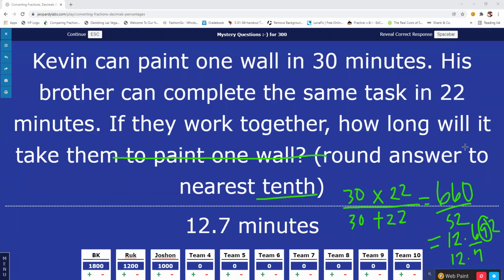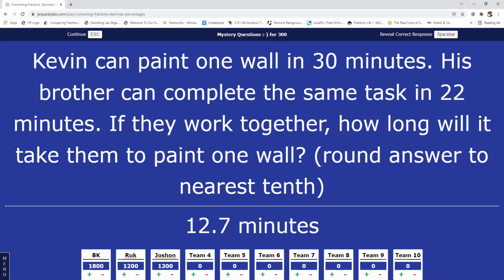And again, if you have the book, this is in cluster 4, solving real world problems involving rational numbers. And if you don't have the book, you should get the book so that you make sure you sharpen up on these types of skills. All right, so we have BK with 1,800, Rook with 1,200, and Jashawn with 1,300.